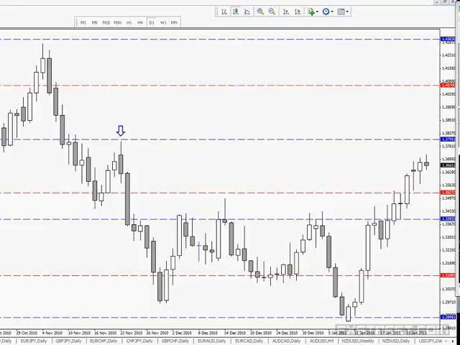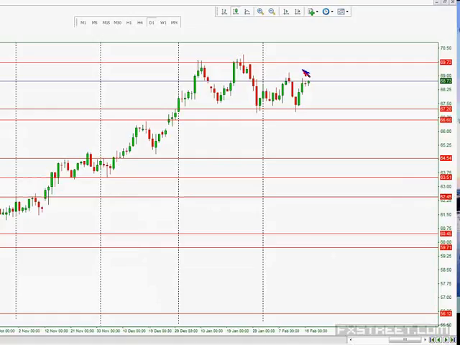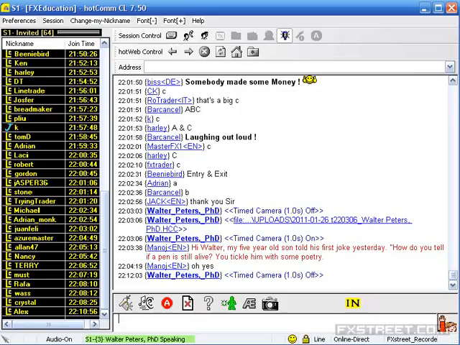So let's look at some trades here. I'm going to pull up this. Whoa. I'm going to pull some charts here, and we're going to take some trades.